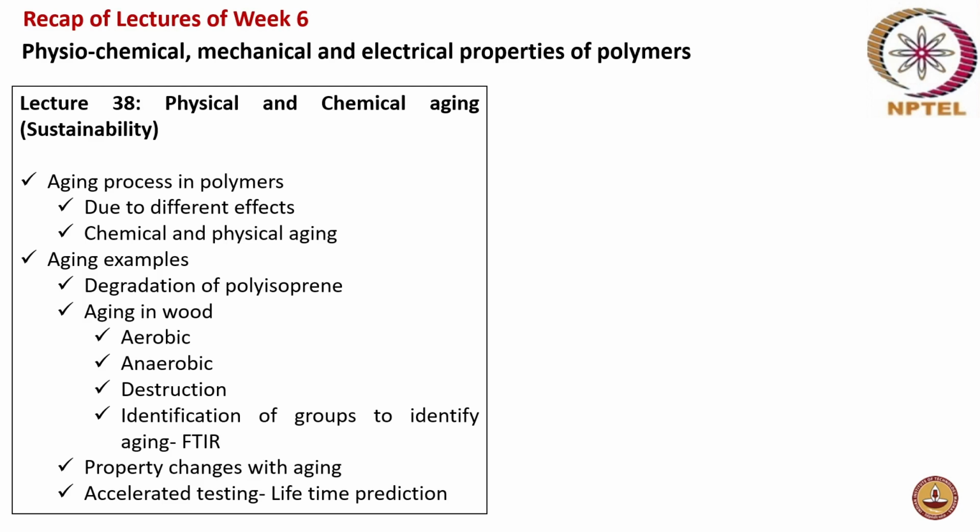Also, there was a discussion on degradation of wood. When it comes to degradation of wood, it can be aerobic, anaerobic, and destruction through microorganisms also. Of which this destruction through microorganisms is very unique to natural polymers, correct? So they can be broken down into the basic forms of carbon, oxygen, and hydrogen, right? And they can enter into the biogeochemical cycle, correct? And how do you identify the groups in FTIR and then relate them to the aging, right? Those were discussed.